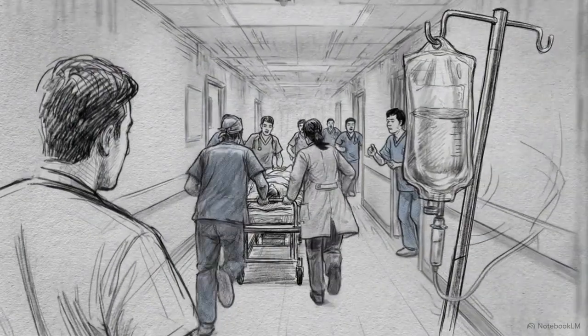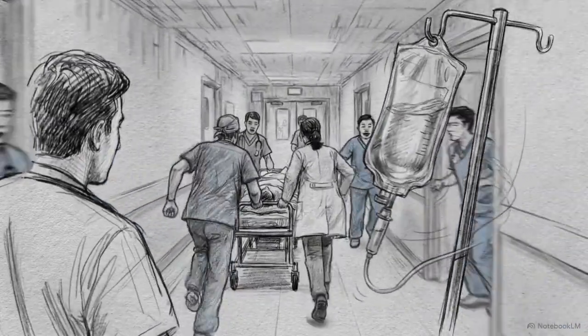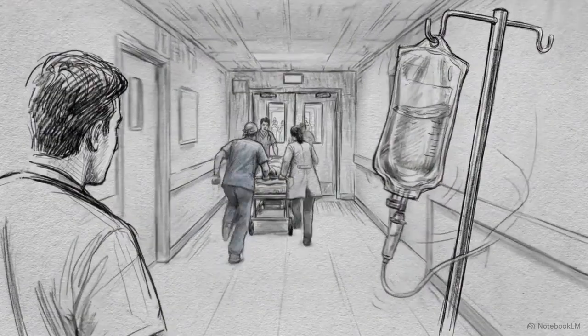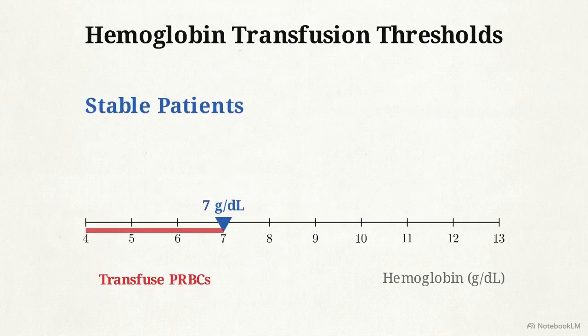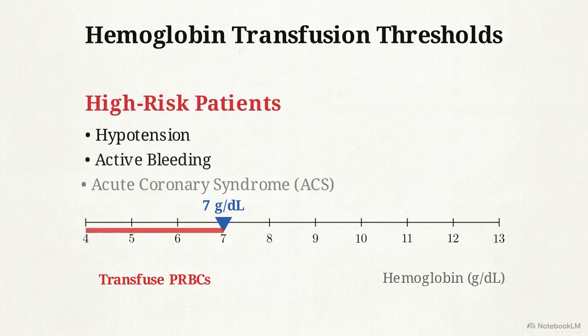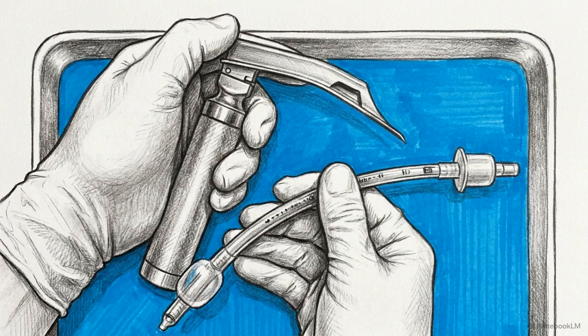Managing an acute upper gastrointestinal bleed requires a sequenced protocol that prioritizes volume resuscitation over immediate diagnostic procedures. This scale details strict hemoglobin transfusion thresholds. For stable patients, we withhold packed red blood cells until hemoglobin drops below 7 grams per deciliter. If the patient is hypotensive, actively bleeding, or experiencing acute coronary syndrome, the threshold shifts upward to 9 grams per deciliter. Before any scope is deployed, the airway must be secured.